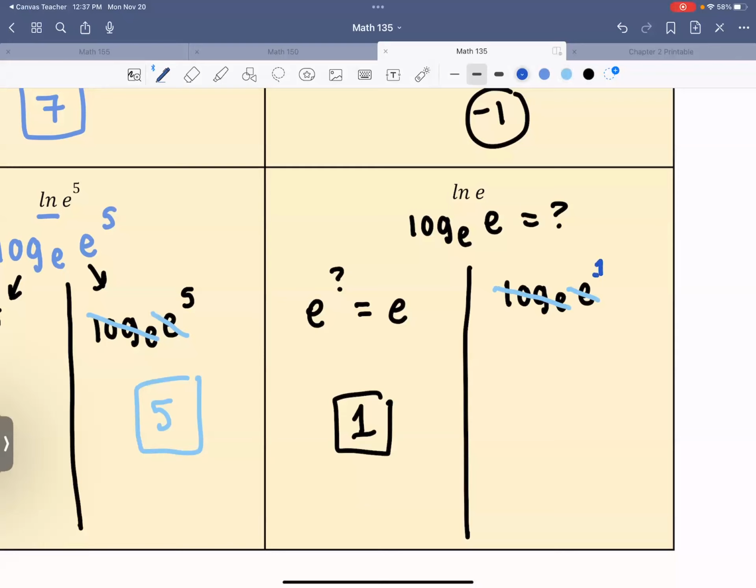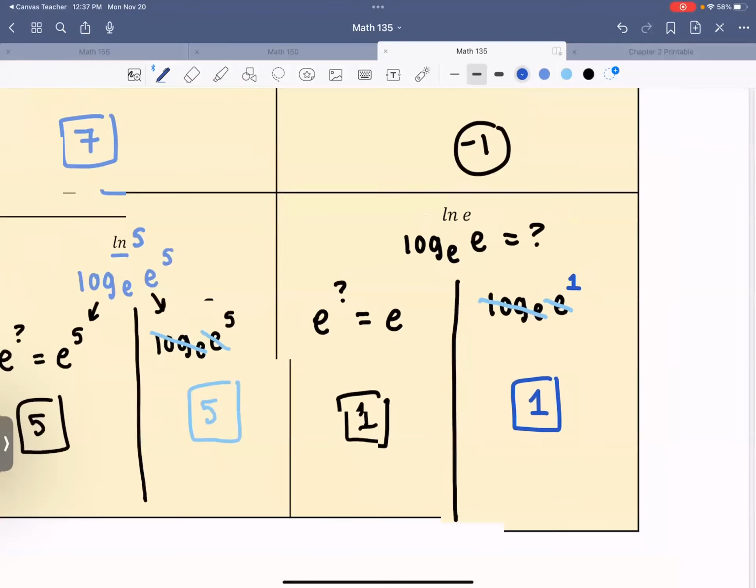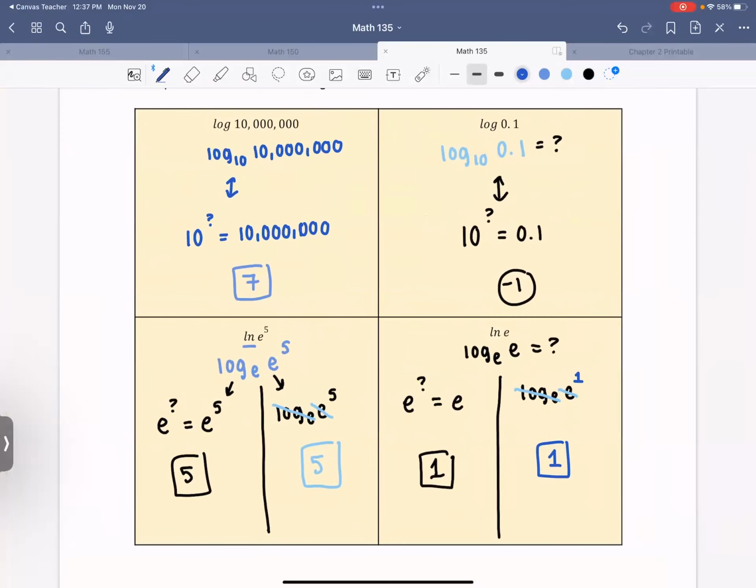Yeah, e is e to the first power, right? So I know it's not written, but that 1 is being hidden there, right? Every number can be written as that number to the first power. So really what's left is the 1. Okay. Any questions on these guys here?